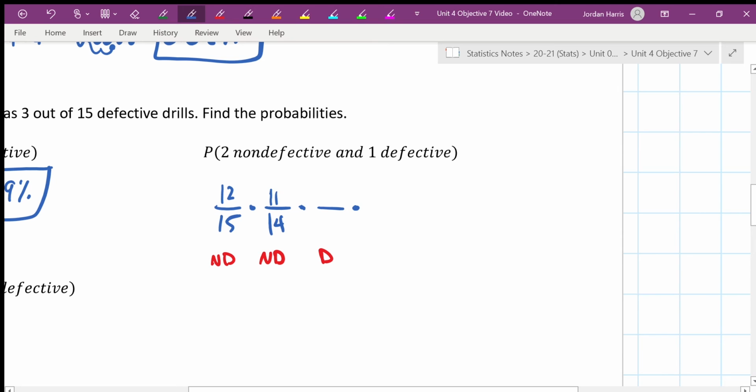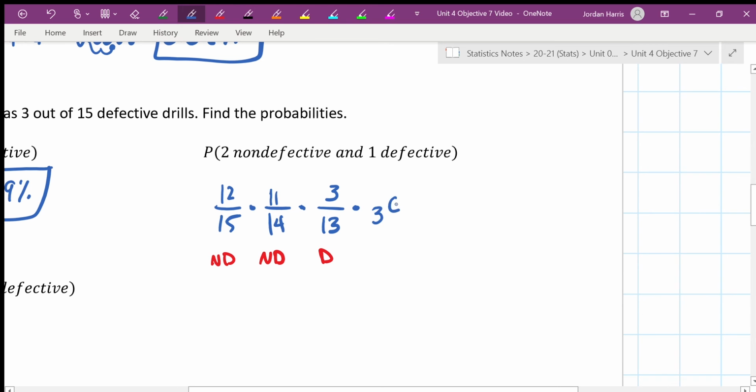Now I've sold 2 non-defective drills, so most people can get that part. But think, I've sold 2 non-defective. How many defective do I have left? If I had started with 3 and I just sold non-defective ones, I still have 3 left. And we need the combinations.